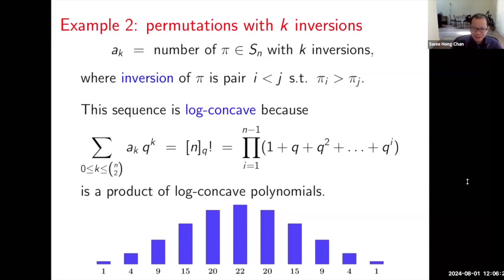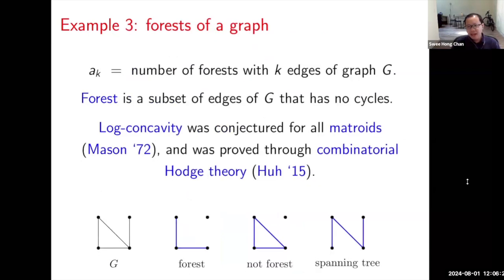Okay, thank you. Now the third and maybe the last example for today comes from graph theory. Let G be a given graph. Let a_k be the number of forests with exactly k edges, where a forest is a subset of edges of a graph that has no cycles. For example, if this is our graph, then this one is a forest, and this one is not a forest because it has a triangle.